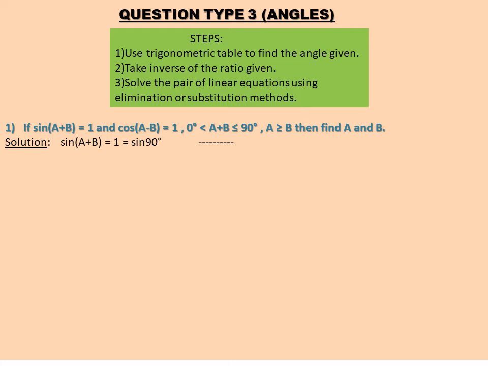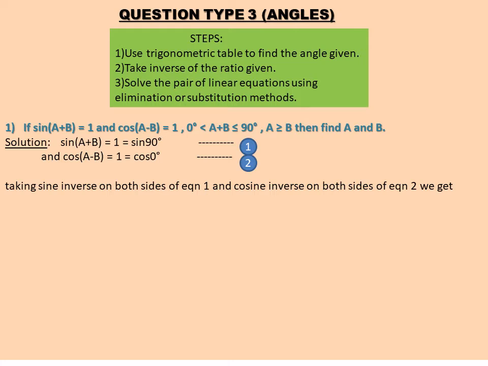The second step is to take the inverse of the ratio given. Similarly, it is also given that cos of a minus b is equal to 1. That means cos of a minus b is equal to cos of 0, because cos is 1 at 0 degrees, right? The second step says that take the inverse of the ratio given. So let's mark both the equations as equation number 1 and equation number 2. Then we will take the inverse of the ratio given.